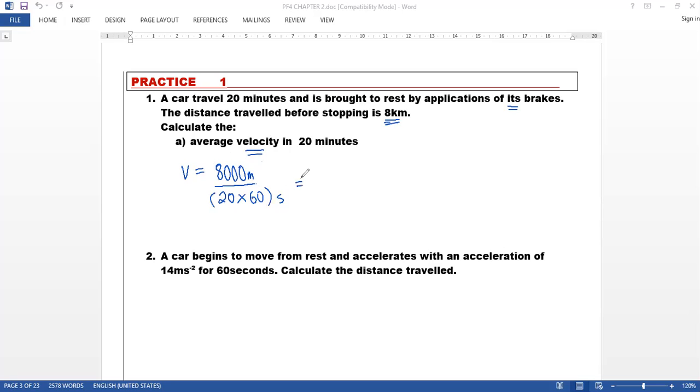So you should get your answer. What is the answer, guys? What's your answer? 8,000 divided by 1200. What do we get, guys? 6.67 meter per second. This is how to write meter per second. 6.67 meter per second. All right.